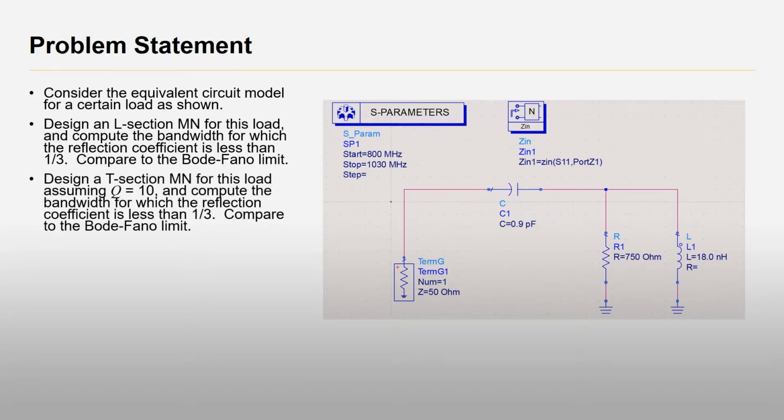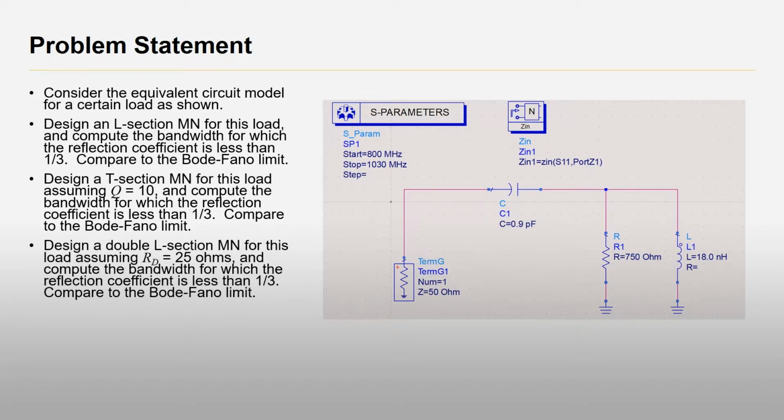Design a T-section matching network for this load, assuming Q equal 10, and compute the bandwidth for which the reflection coefficient is less than 1/3, compared to the Bode-Fano limit. Design a double L-section matching network for this load, assuming R sub D equals 25 ohms, and compute the bandwidth for which the reflection coefficient is less than 1/3, compared to the Bode-Fano limit.